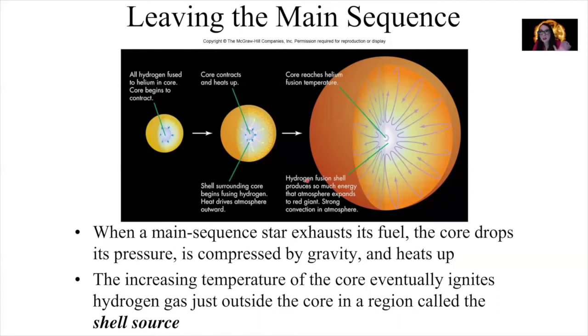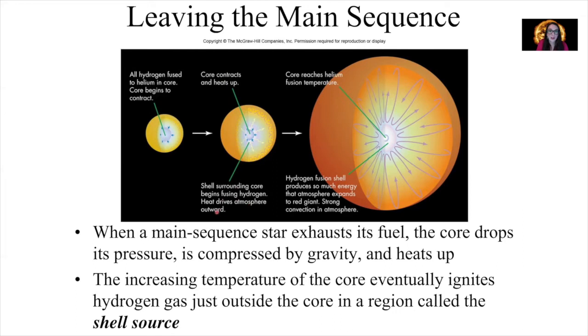Now, we already mentioned a little bit about what happens when a sun or a star leaves the main sequence. So we're going to talk a little bit more about it here again. Okay, so when a main sequence star exhausts its fuel, the core drops its pressure and is compressed by gravity and heats up, okay? So here we've got a star. It's used up all the hydrogen, and all its hydrogen has been fused into helium in its core. That core begins to contract, okay? As the core contracts, it also heats up. And then the shell of material surrounding the core then begins to fuse hydrogen into helium.